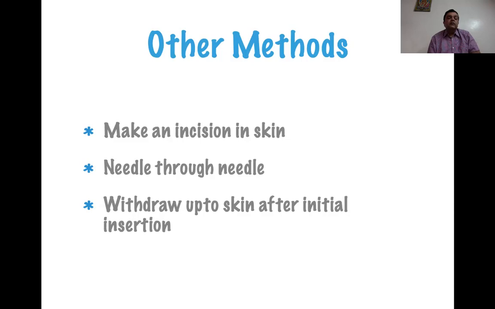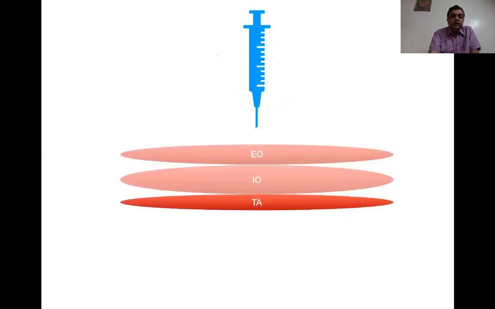pop of the second fascia. You can also use the needle-through-needle technique, like in a spinal needle, which is a pencil point spinal needle, where there is a sharp tip outer needle. Through that, we can insert the blunt tip needle and feel the pops of the fascia. Or last but not least, we can withdraw up to the skin after the initial insertion. So insert the needle initially, then withdraw to the skin, then redirect a bit and feel the pop, and then insert the needle. So how to feel the pop and bounce?